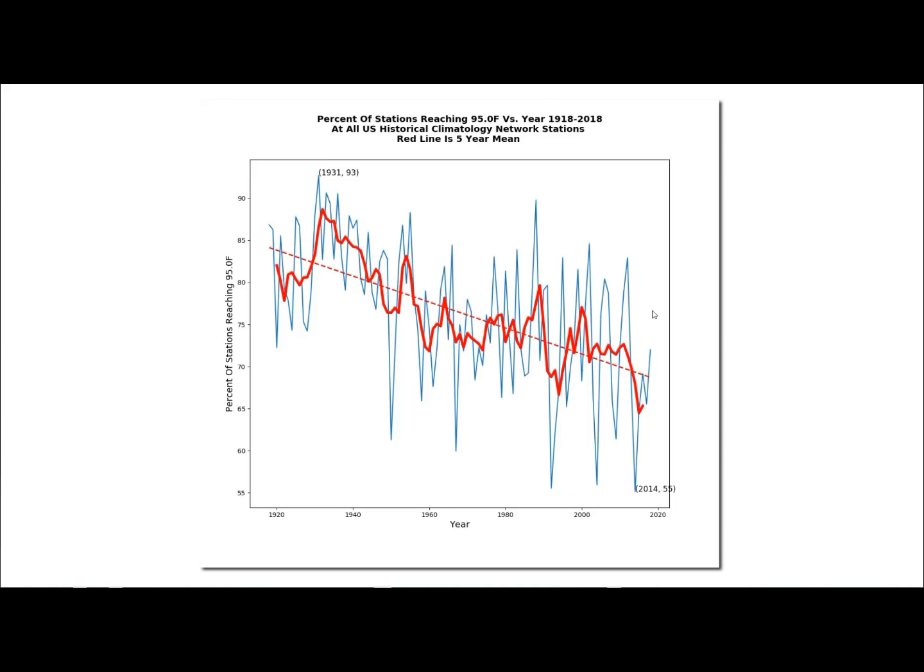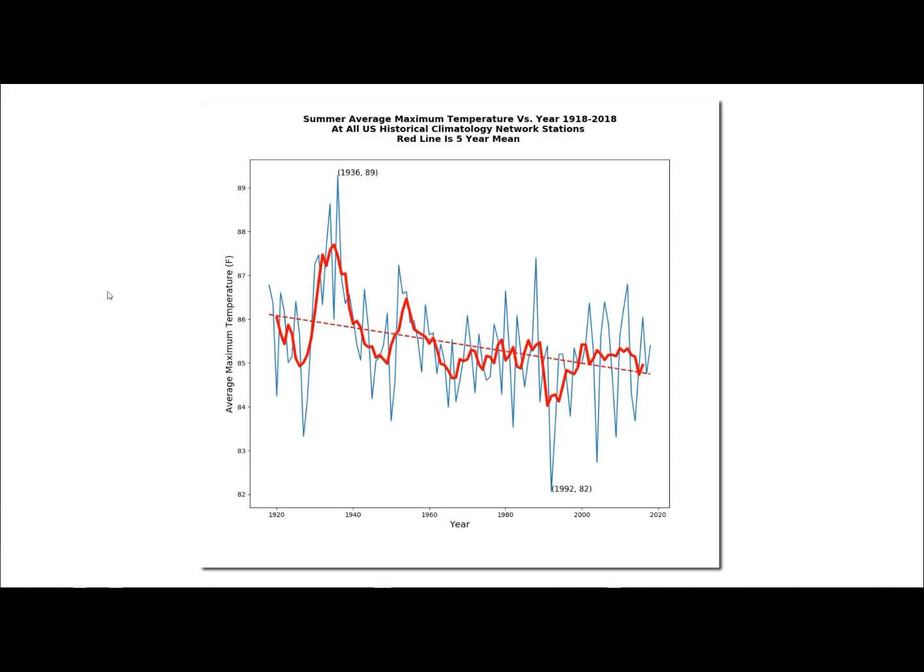Let's look now at some more of the information which they're hiding from you. This is a graph of the percent of stations in the United States reaching 95 degrees per year over the last century. In 1931, 93% of the U.S. reached 95 degrees sometime during the year. It bottomed out in 2014 when only 55% of the U.S. reached 95 degrees. The trend is going sharply downward. A lot less of the United States reaches 95 degrees now than did 100 years ago.